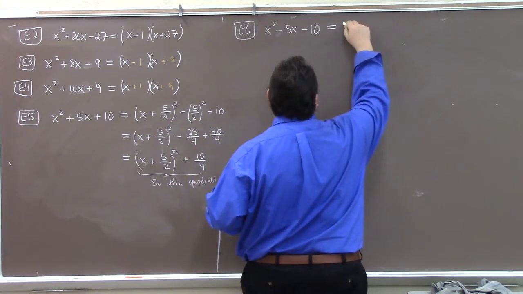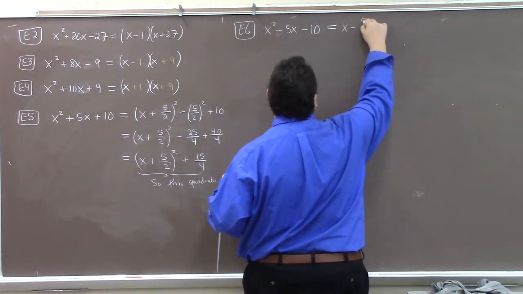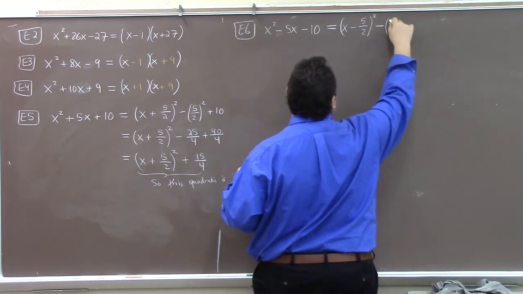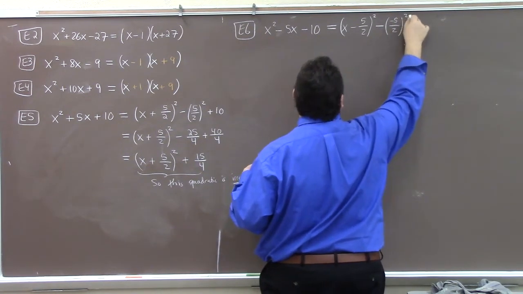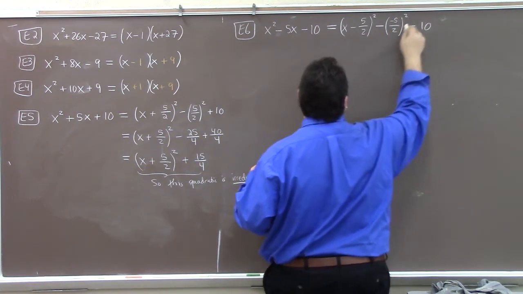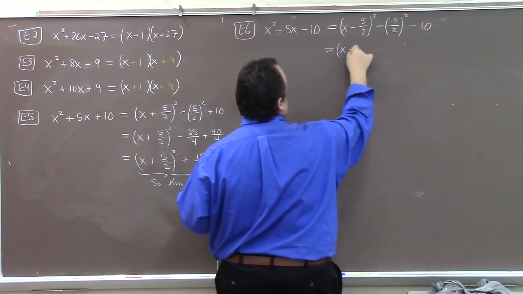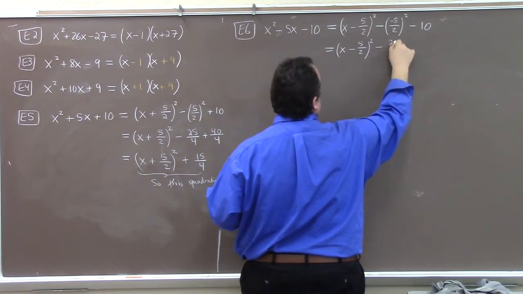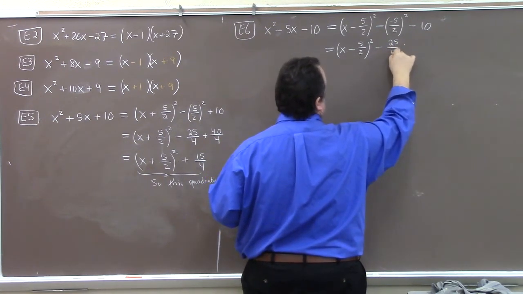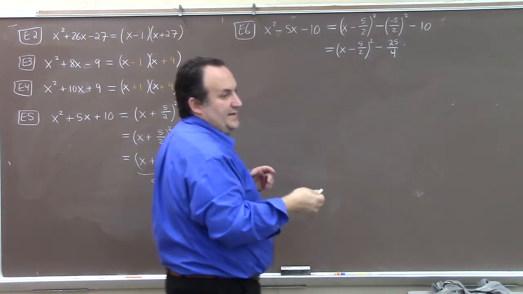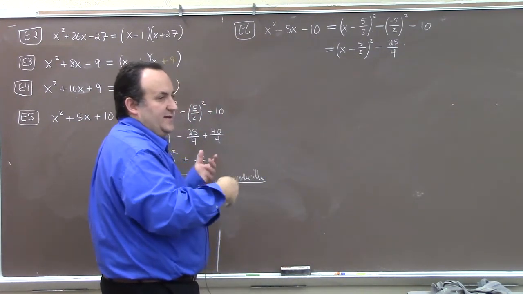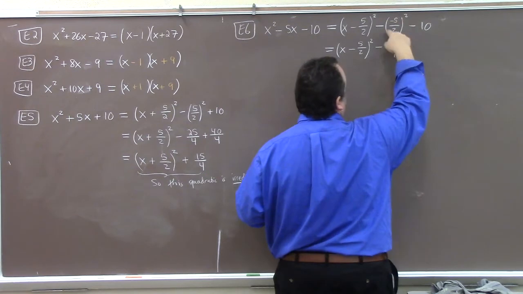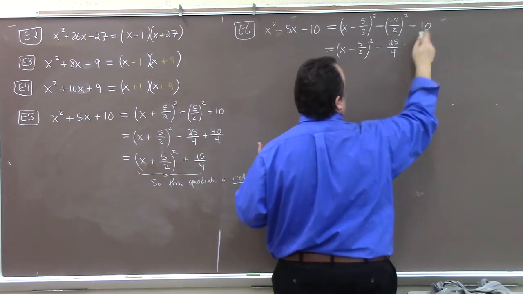So I do x minus 5 over 2 squared, and then I have to subtract minus 5 over 2 squared minus 10. Right. So that gives me x minus 5 over 2 squared minus 25 over 4. Minus 5 squared is just 25. That minus gets eaten up. Anytime we have a square of a negative thing, you can just drop the minus, as long as it's inside the square. That minus outside the square remains. That's minus 40 over 4, yeah?